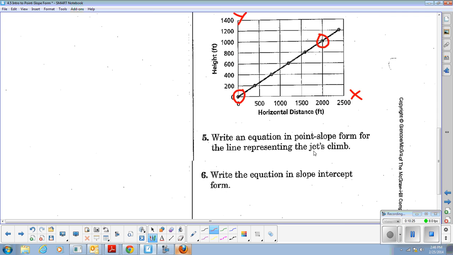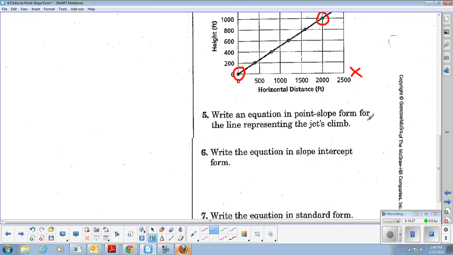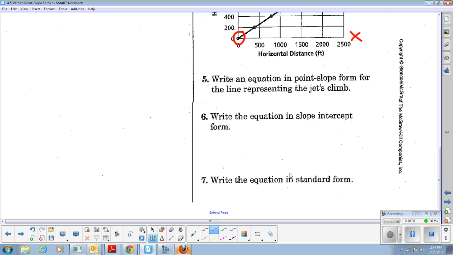Okay, let's see what we're asked to do. Write an equation in point slope form for the line representing the jet's climb. You've done that before. Then write the equation in slope intercept form: take your answer from number 5 and change it into slope intercept form. Lastly, number 7, change the slope intercept form into standard form. We haven't done that yet.